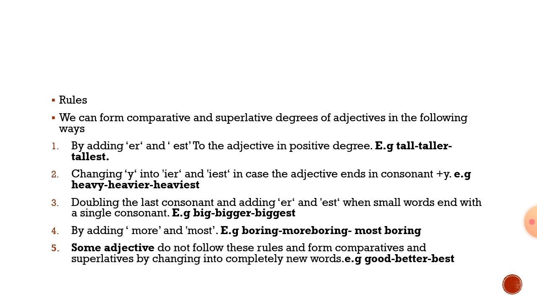Now we will discuss rules. We can form comparative and superlative degrees of adjectives in the following ways. First is by adding er and est to the adjective in positive degree. For example, tall, taller, tallest. Means in case of most adjectives, we add er and est to the positive degree to form the comparative and superlative degrees respectively.